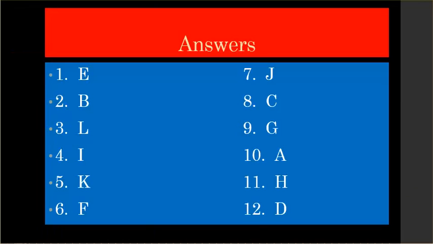Answers. Number 1 was E. Number 2 was B. Number 3 was L. Number 4 was I. Number 5 was K. Number 6 was F. Number 7 was J. Number 8 was C. Number 9 was G. Number 10 was A. Number 11 was H. Number 12 was D.